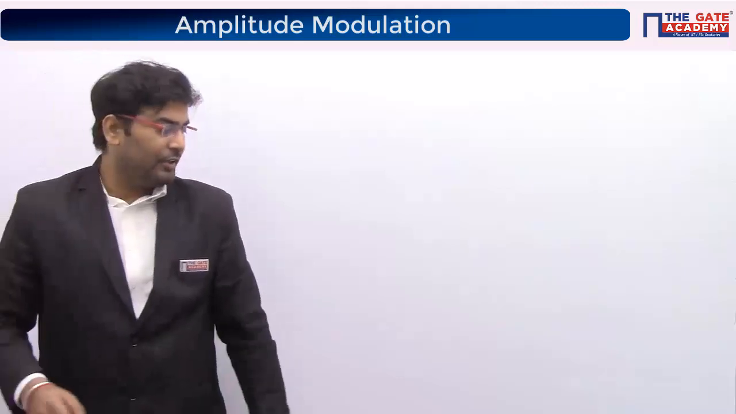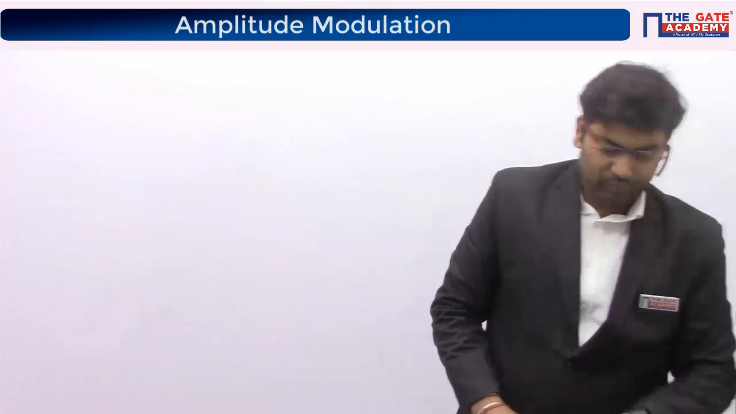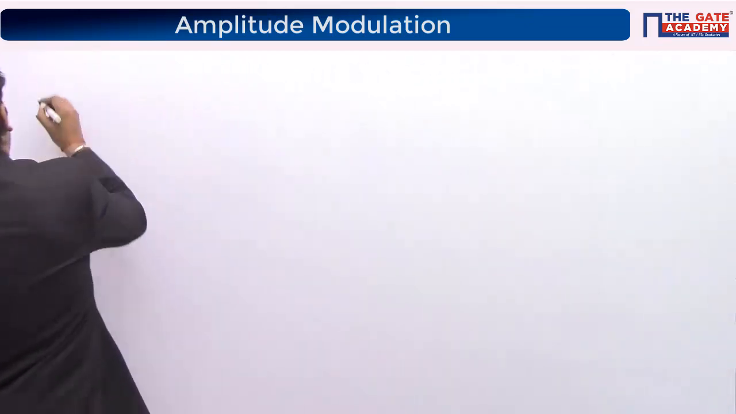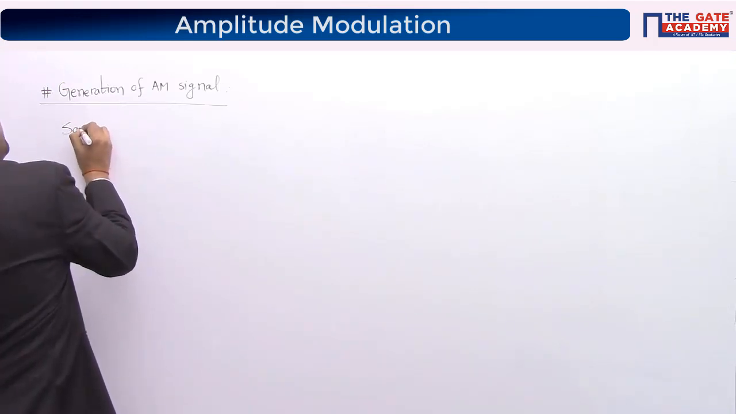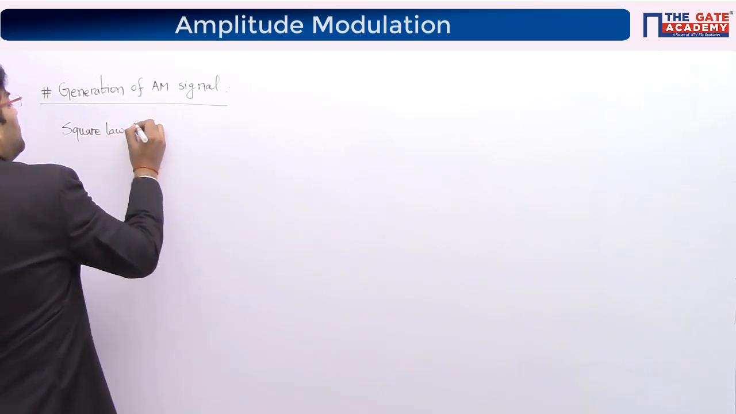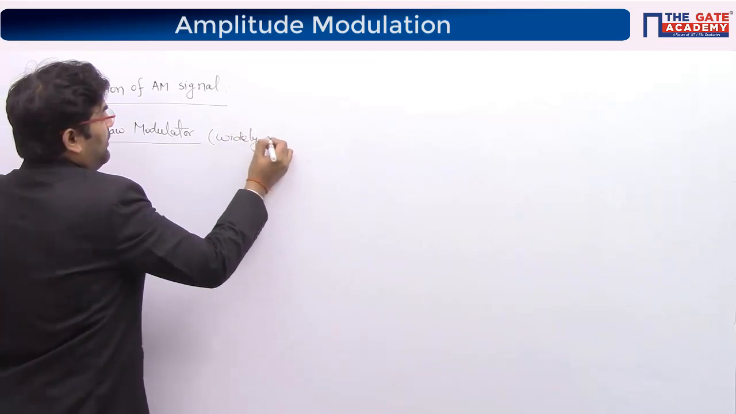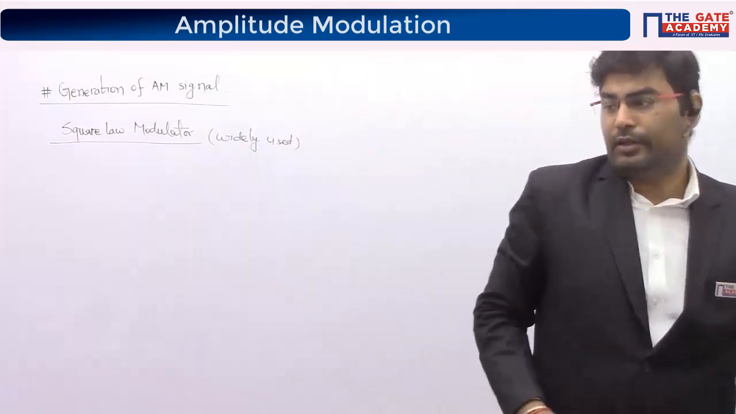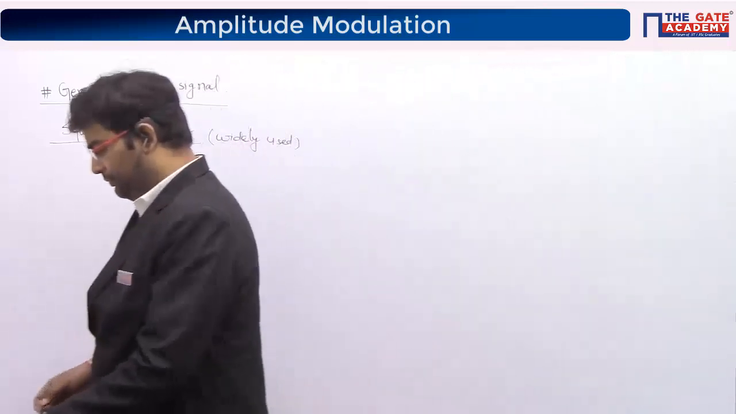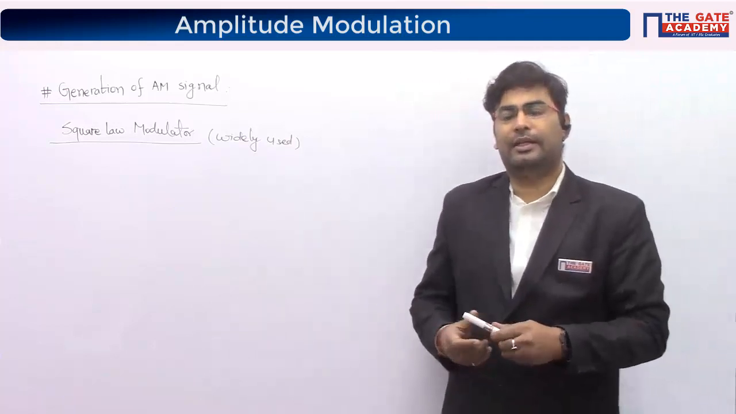Now guys, going further, let's put the heading: generation of AM signal. Very important topic. We generate AM by using a square law modulator. It's a very widely used device for generating AM signal. Very, very important. Now the square law modulator gives you an AM signal.